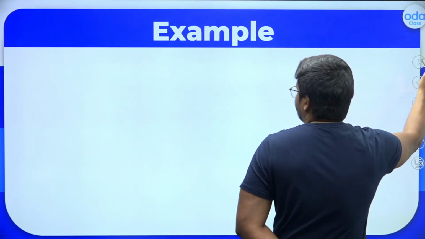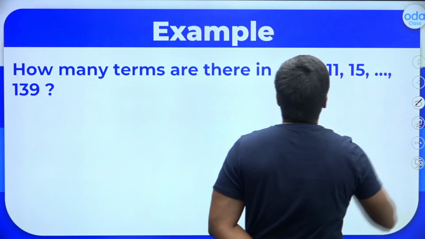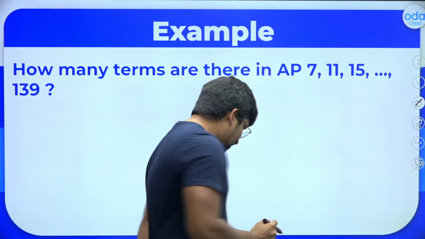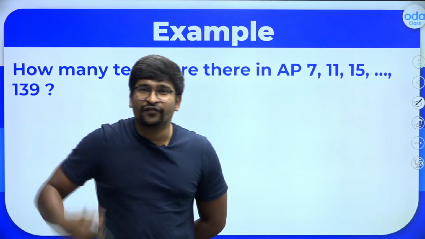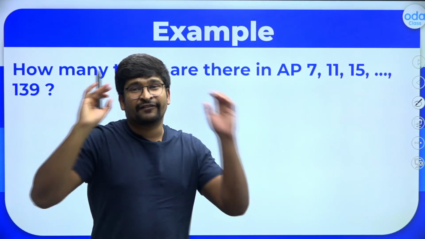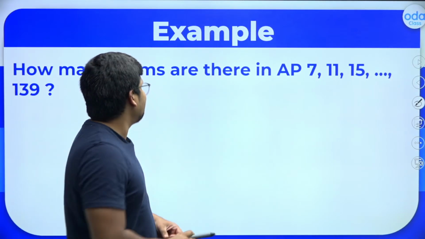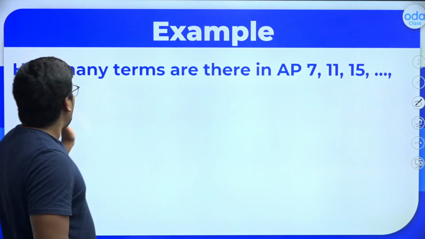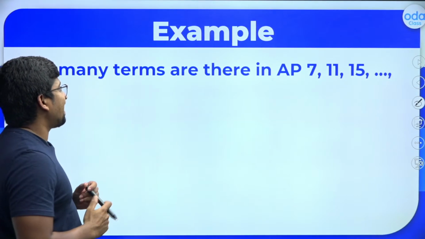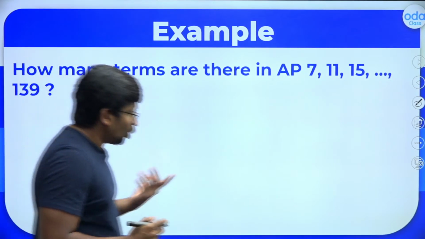Okay, is the talk over? No, my dear friends, no. Now, for finding the number of terms of an AP also, we have a wonderful ODA way of doing it. I'll teach you. So how many terms are there in the AP 7, 11, 15, and so on, up to 139?